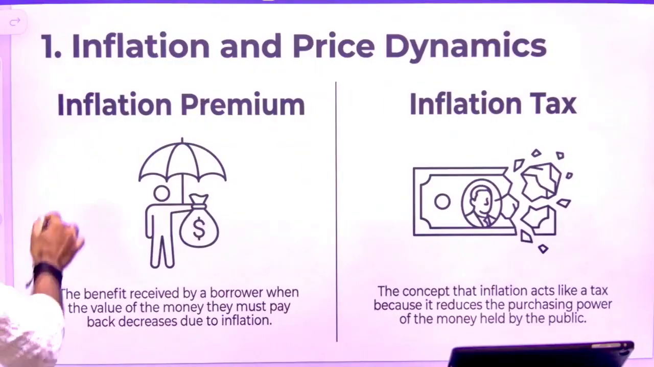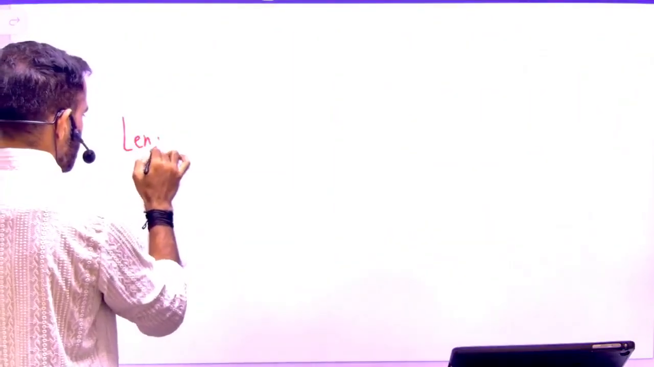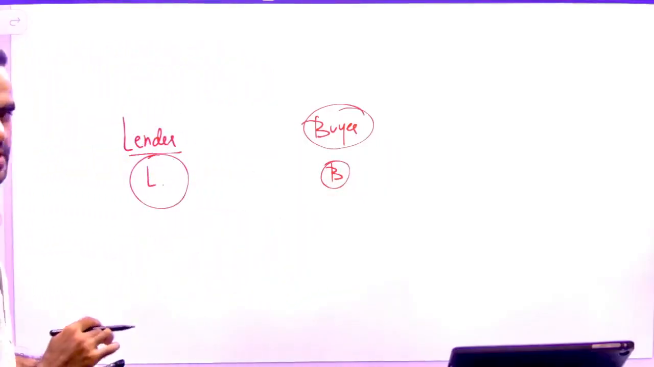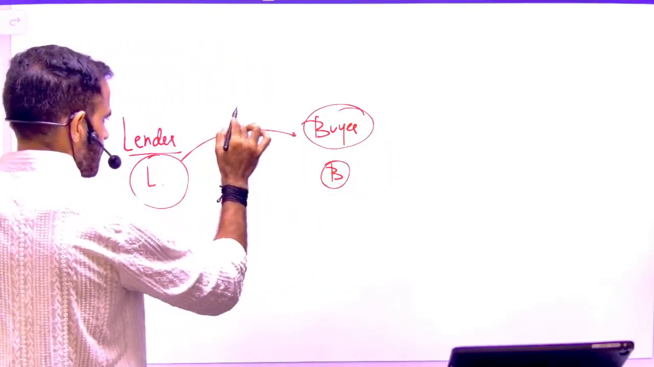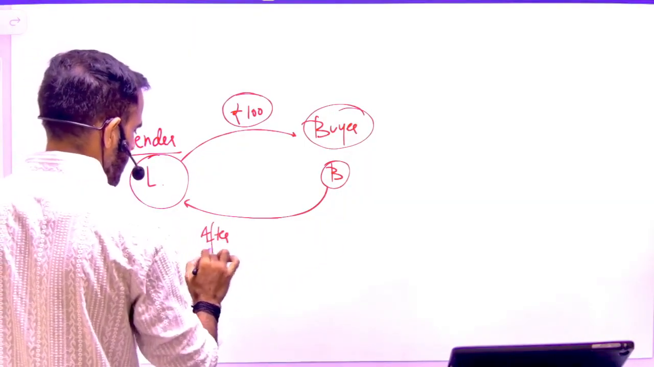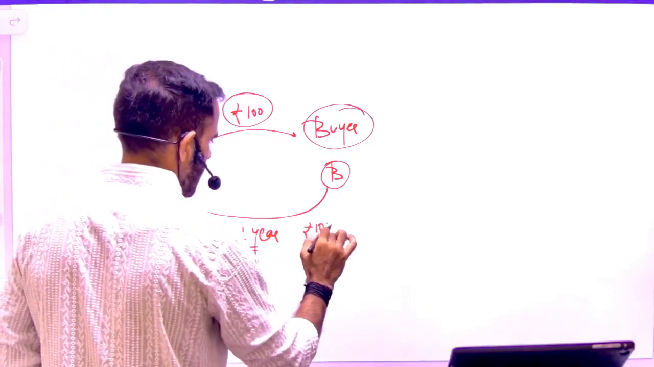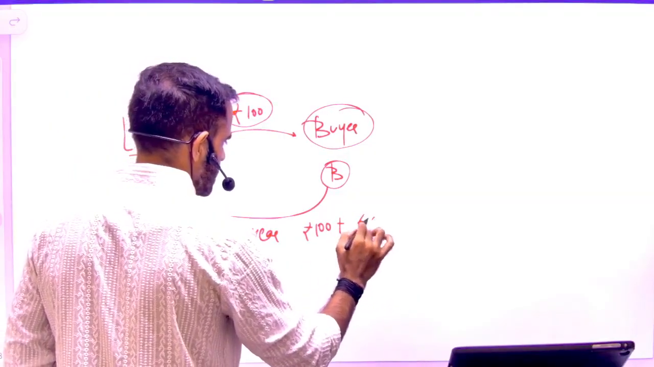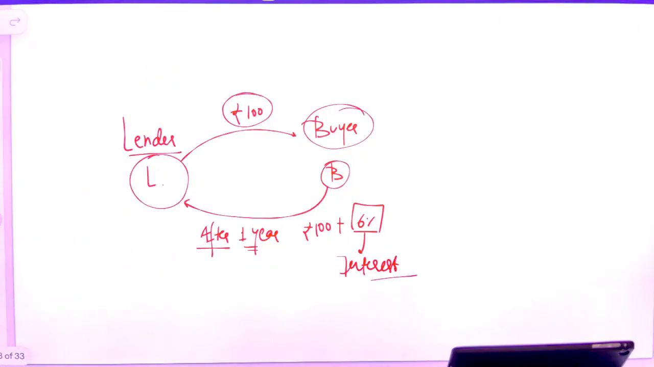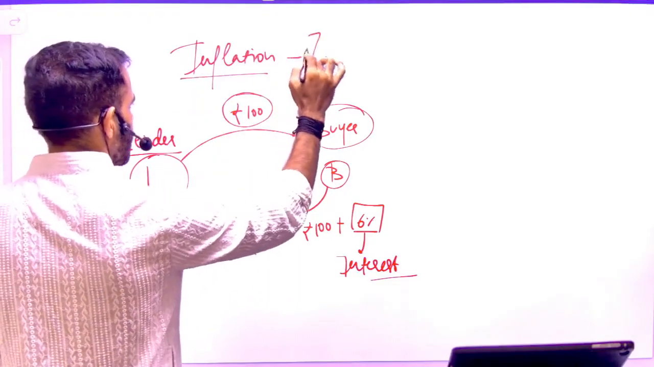Now coming to the inflation premium. Let me give you a very simple example. Let's say there is a person, lender L, and there is a person, borrower B. This person has given 100 rupees to this person, and let's say this person has taken the money for 1 year. After 1 year, this person is going to return 100 rupees plus 6 rupees, or 6%, as interest. Now understand one thing: in this case, let's say the rate of inflation was 7%.